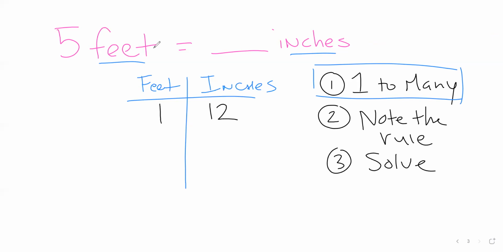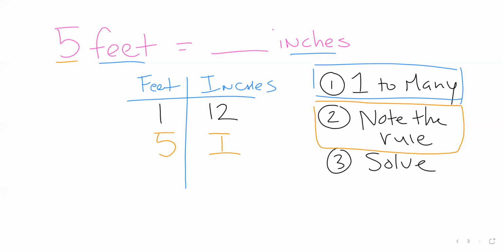Okay. Now, what I'm going to do, and this is the part that helps me with noting the rule, is I'm going to put in what I know. I don't know inches, right? So this is like my unknown. Oh, what? Let's make that a variable. Let's call it I for inches. But I do have 5 feet, so I'm going to put 5 here. Okay. So now let's look at what we have.